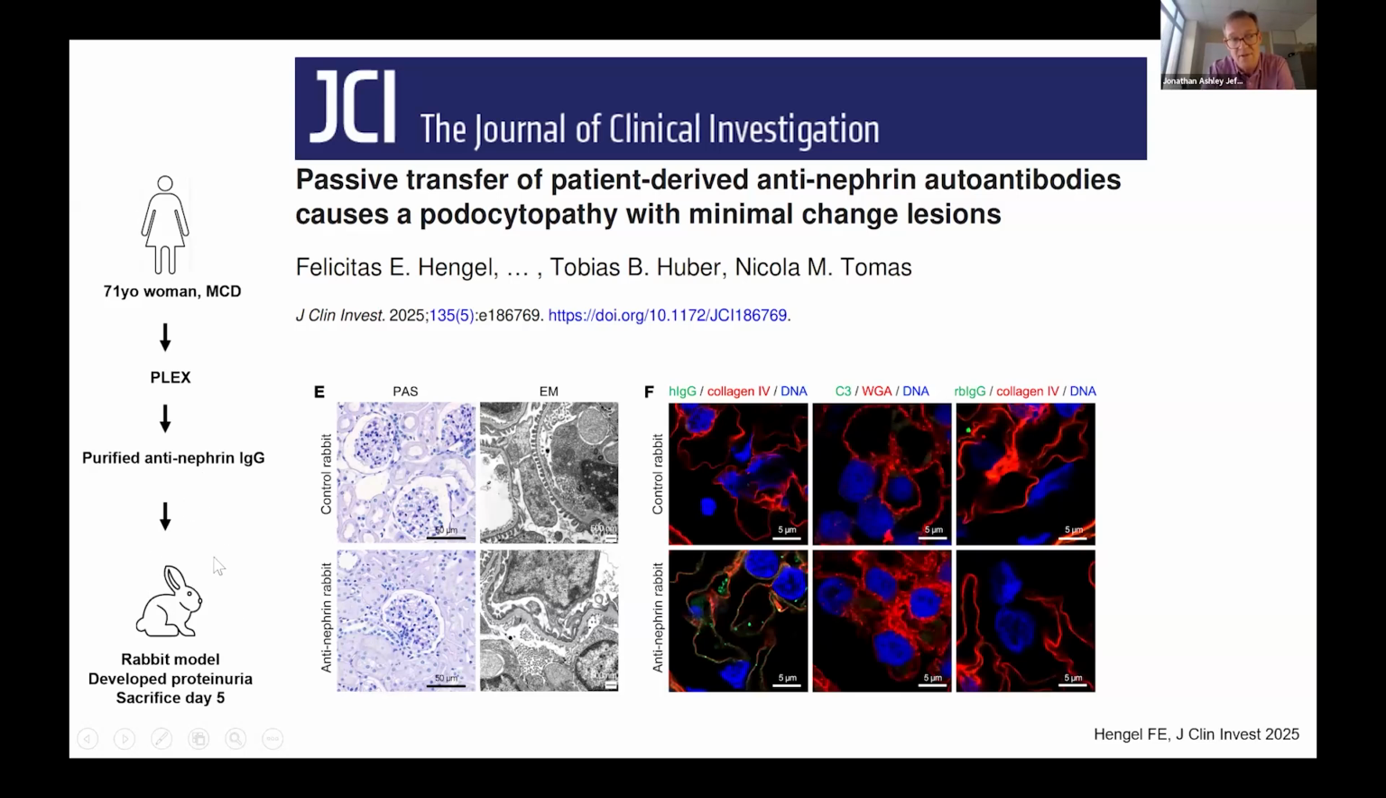When they injected the anti-nephrin antibody into a rabbit model, they were able to demonstrate that the rabbit developed proteinuria at a rapid stage, again with diffuse foot process effacement. And they were able to show that this was not due to serum sickness because of the absence of C3 or rabbit immunoglobulin on immunofluorescence.